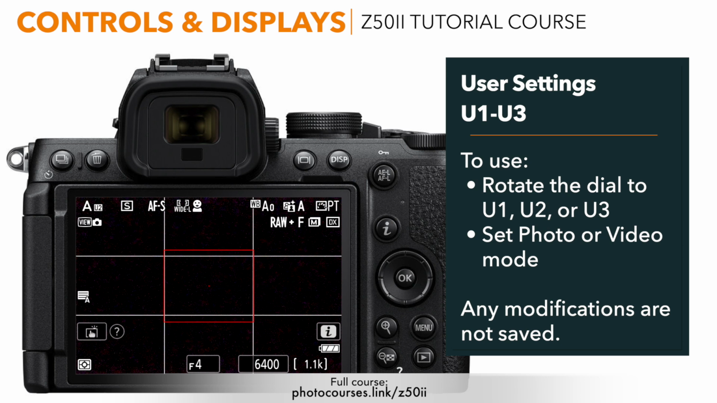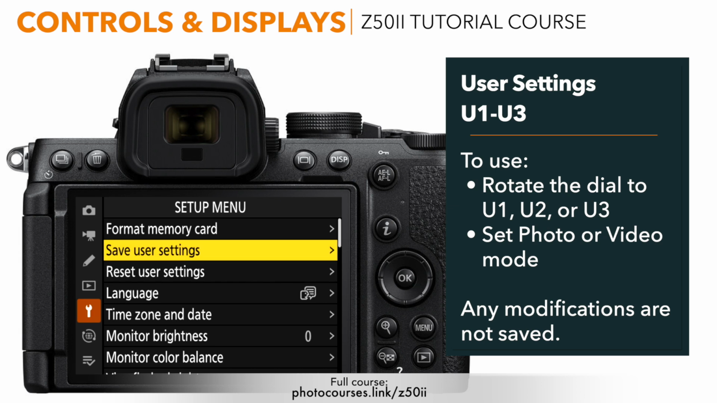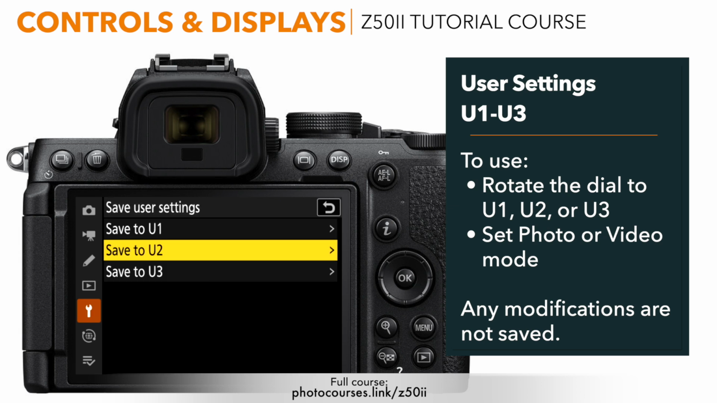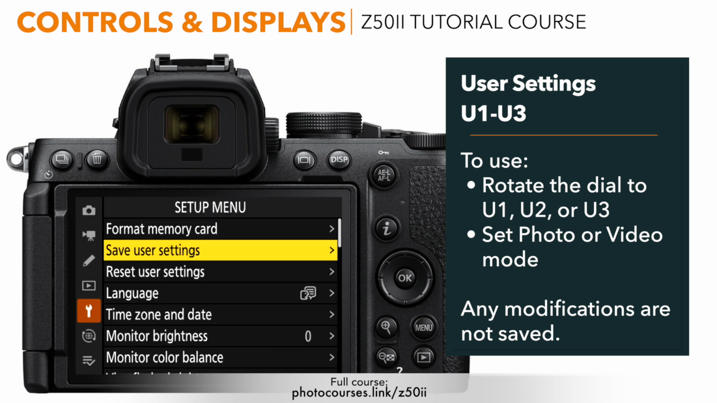For example, you're using that portrait setting, which saved an aperture of f4, and you want to use f11. That new aperture is only going to be in use until you either resave that setting with that new aperture, or you turn the camera power off. Any modifications you make to a user setting are going to be reset when the camera power is cycled. However, you can go back to save user settings and resave those new settings at any time.